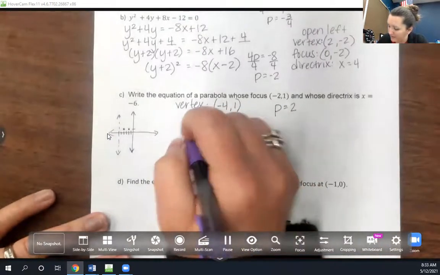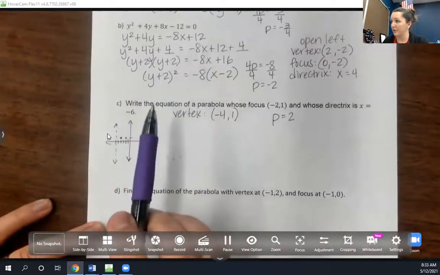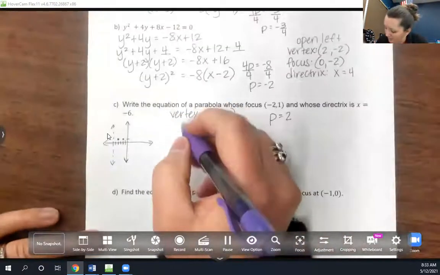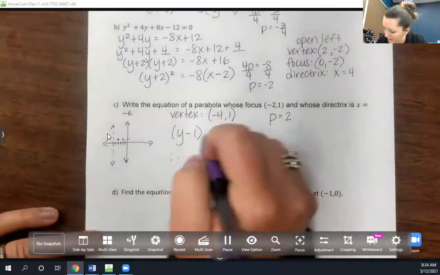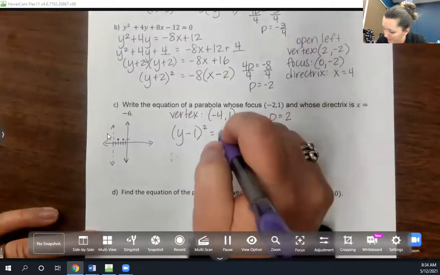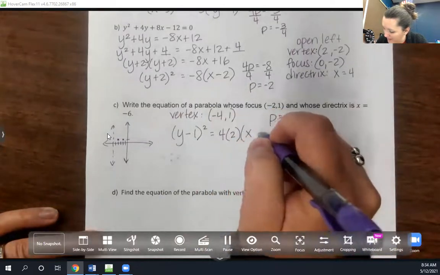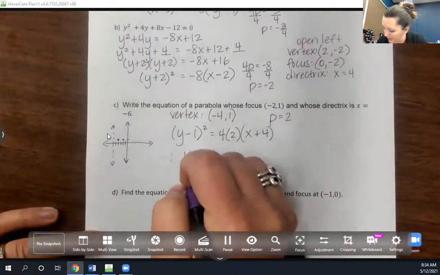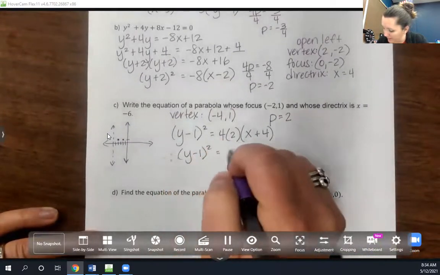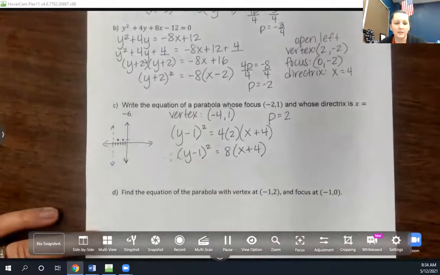Since I know that it's going to look like this because it opens right or left, it actually opens right. We are going to say that (y minus 1) squared equals 4 times p, 2, times (x plus 4). All right. So we have (y minus 1) squared, I'm just going to simplify this, equals 8 times (x plus 4). Now we can always plug it into our graph, make sure that we're right.